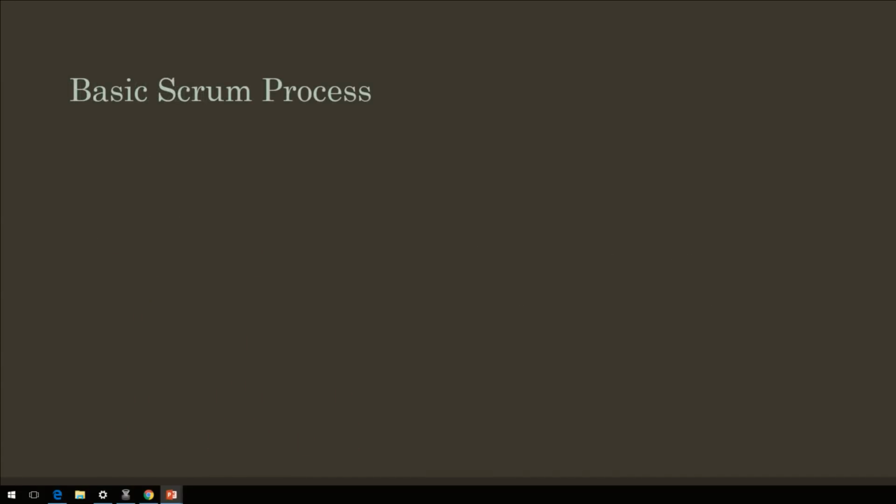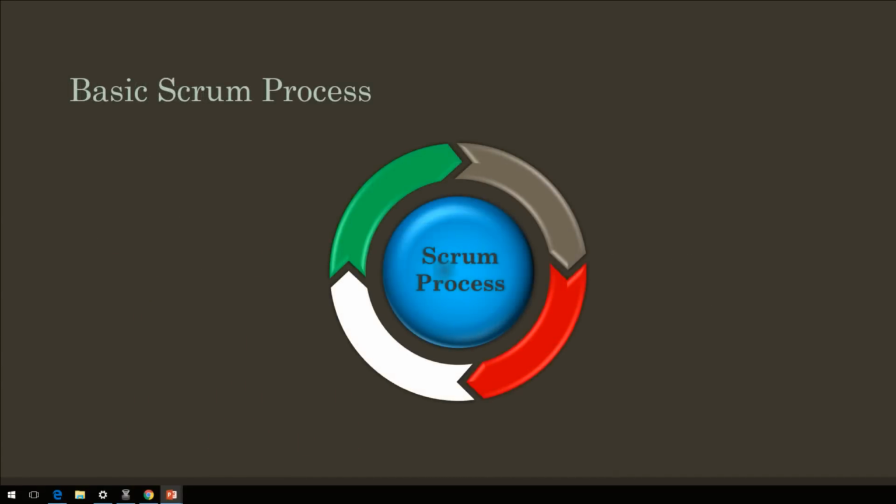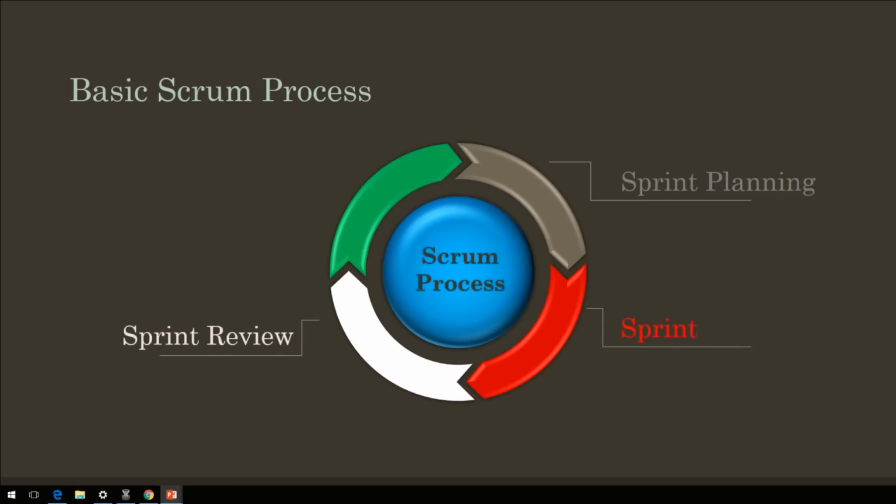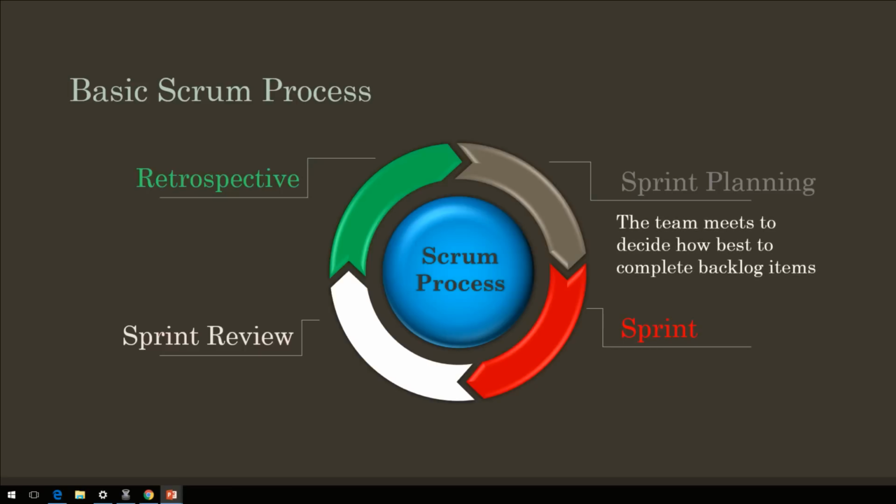And so what is the process overall with our three roles? What are they all doing? So we have here the basic Scrum process. It starts with sprint planning, moves into the actual sprint. There's a review of the sprint afterwards, and then a retrospective. And so let's look at what these are in greater detail.